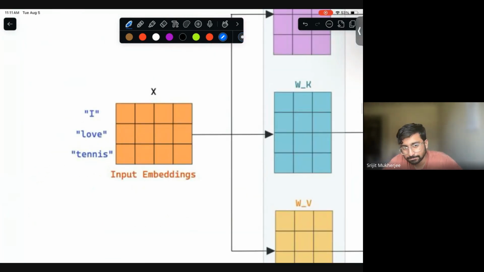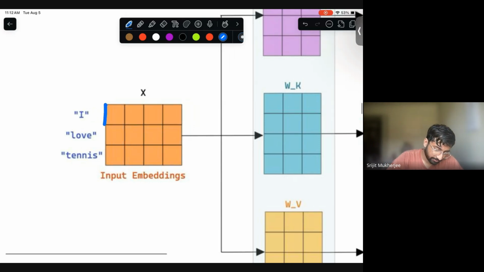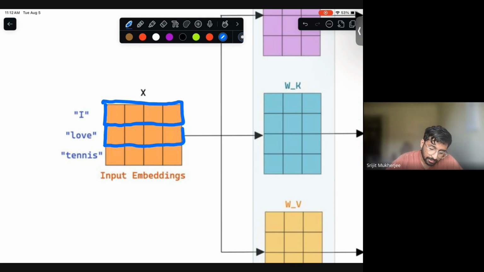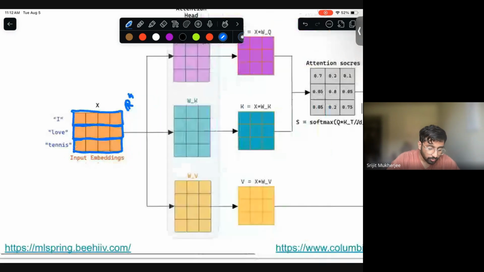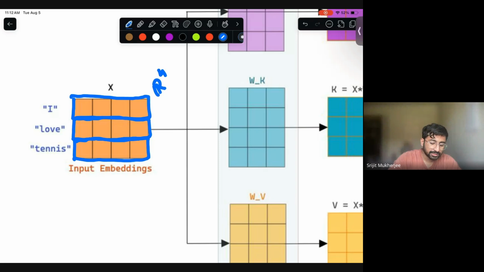So let's take this simple thing. I love tennis. We already understood that each word is a vector. Here's a 4-dimensional vector of numbers. So each word is a vector in R to the power 4. Now, this input embeddings matrix is nothing but the number of words n cross 4. I'm writing the dimensions because it's super important to know the dimensions. Understand it very carefully.